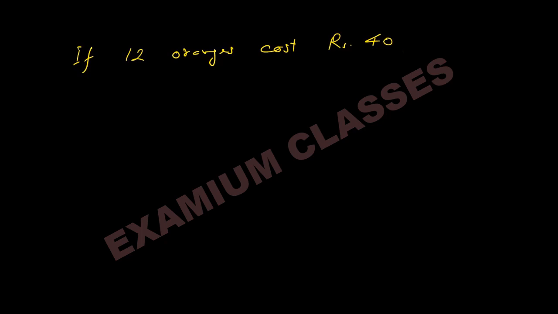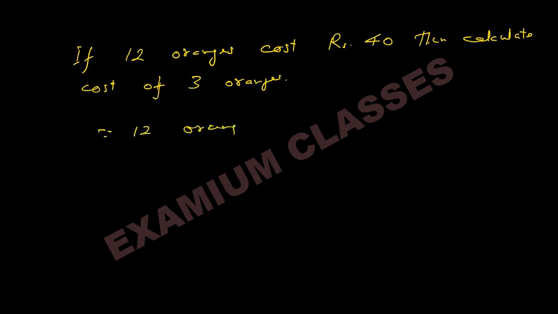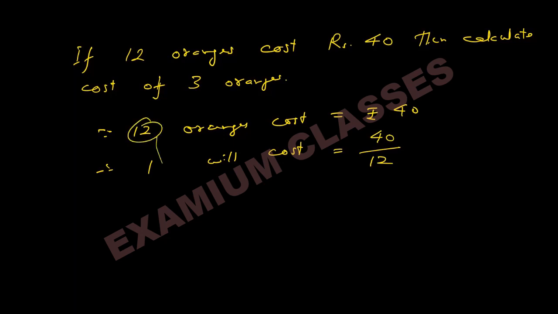If 12 oranges cost rupees 40, then calculate the cost of 3 oranges. So what we do, we say that as 12 oranges cost rupees 40, hence one will cost 40 divided by 12. That's why it is called the unitary method, because we involve a unit here. One will always cost 40 divided by 12, so this goes into the denominator, this goes into the numerator.